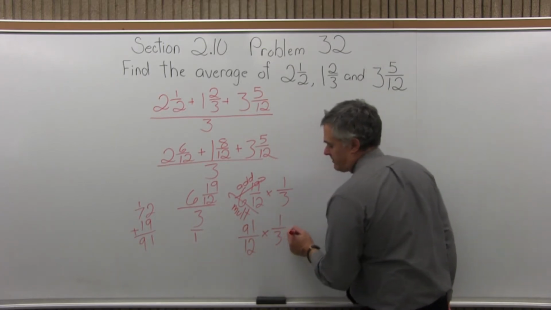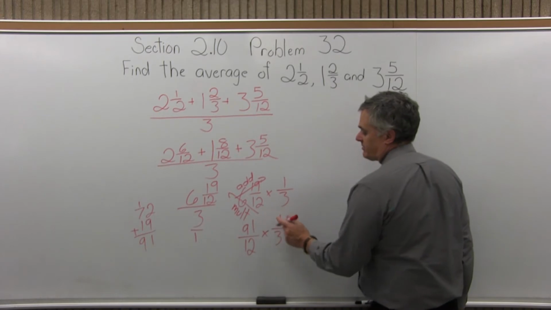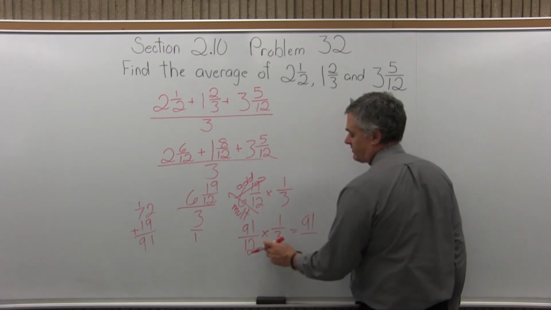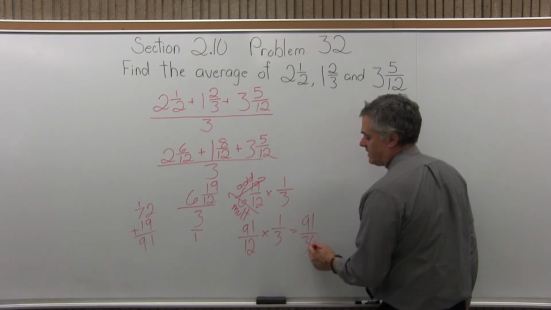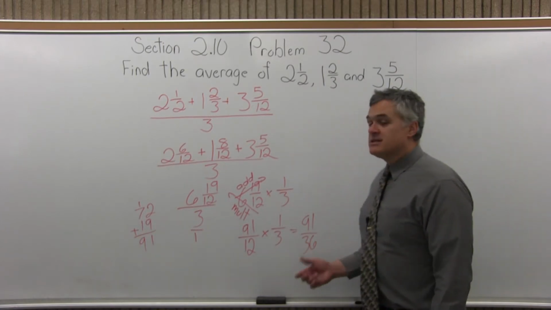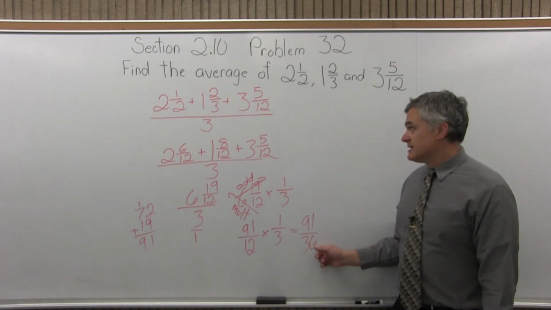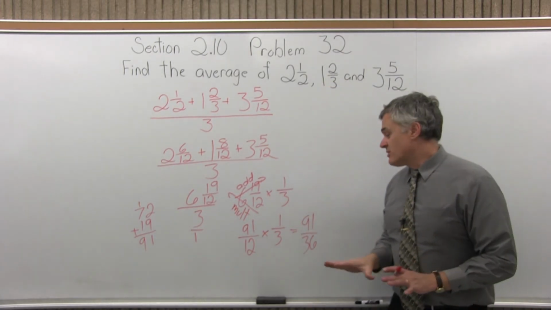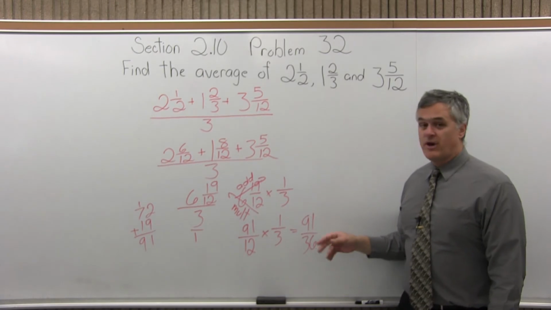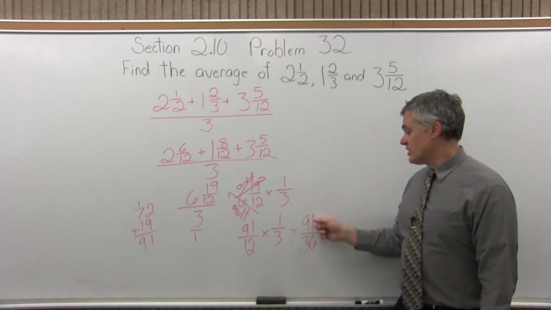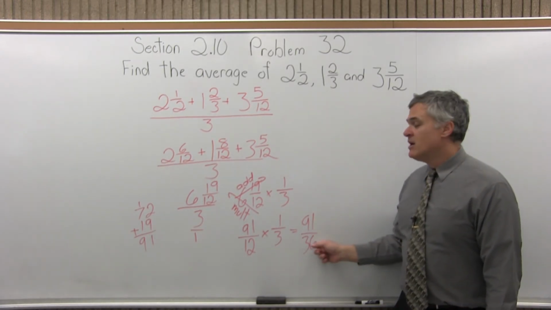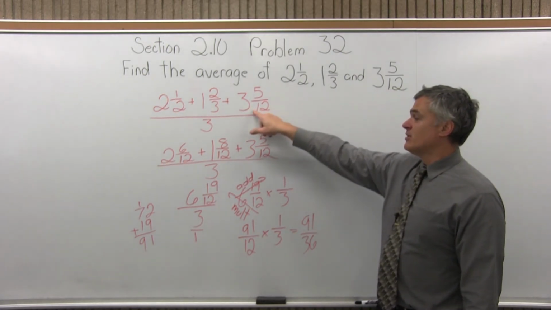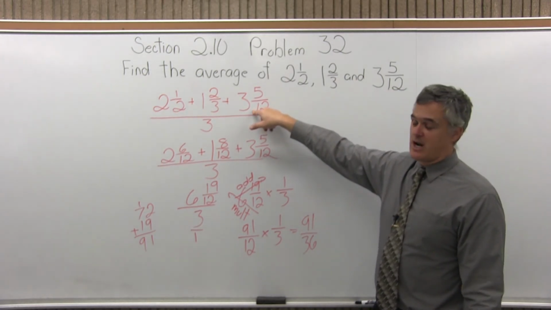So now I want to multiply 91 over 12 times 1 over 3. Top times top, 91 times 1 is 91. Denominator times denominator, 12 times 3 is 36. Now, that is an acceptable answer. 91 over 36 is the average of the original three fractions. Some math teachers are fine with you leaving it as an improper fraction, in other words, a fraction where the numerator is larger than the denominator. Other teachers would prefer that you write it as a mixed number, something like 3 5/12, something with a number and a fraction.